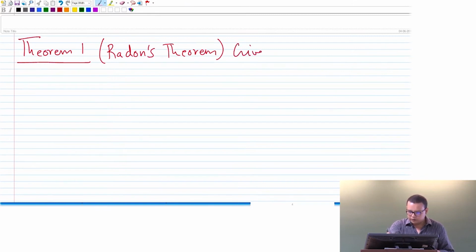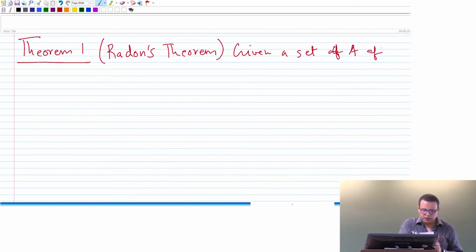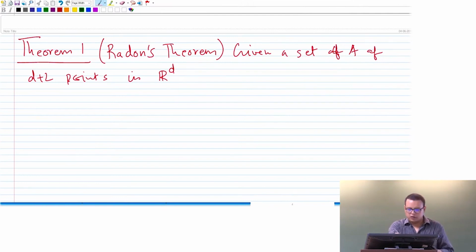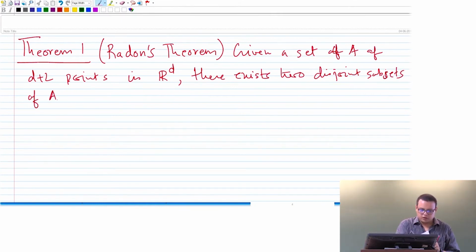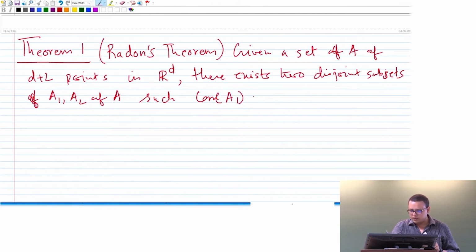So, given a set A of d plus 2 points in R^d, there exist two disjoint subsets A1 and A2 of A such that their convex hulls intersect: the convex hull of A1 intersection the convex hull of A2 is non-empty. I will denote by conv of a set the convex hull of the set.